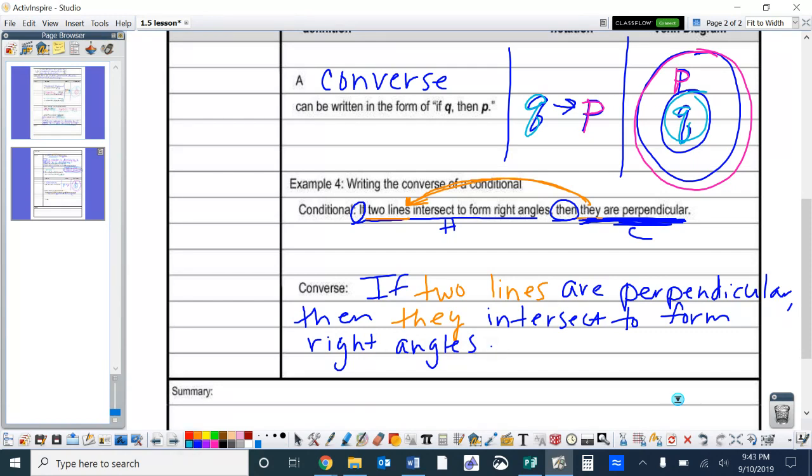And don't forget to circle your ifs and thens. Our conclusion is now first. Our hypothesis is now last in a converse statement. Great. Now complete the U try.